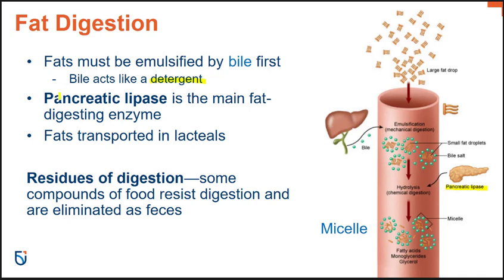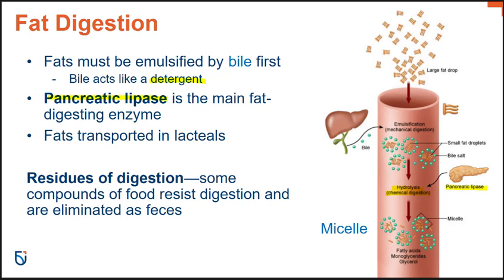Pancreatic lipase: lip here refers to fat. Think of lipids, and -ase is an enzyme. This is your main fat digesting enzyme, produced by and secreted by the pancreas into your small intestine, and it contributes to that chemical digestion, or hydrolysis, of fat.